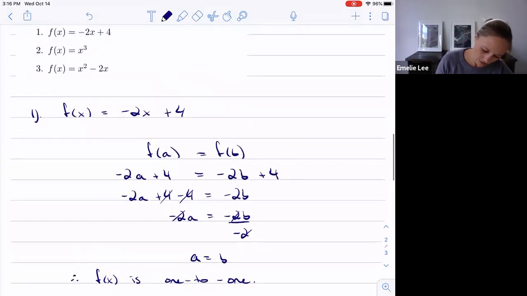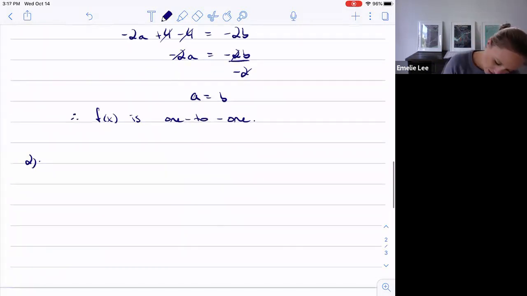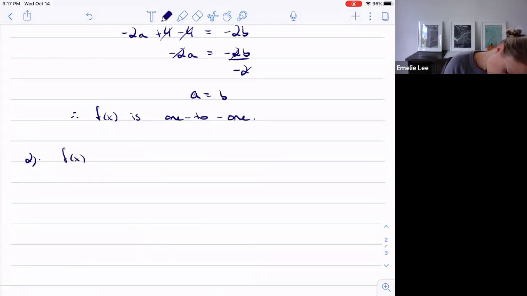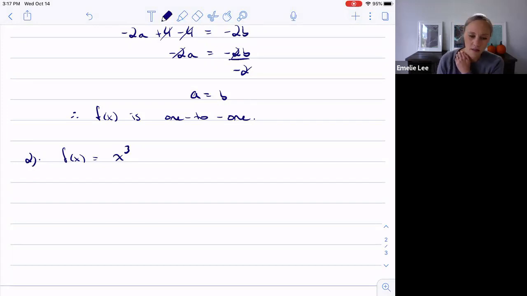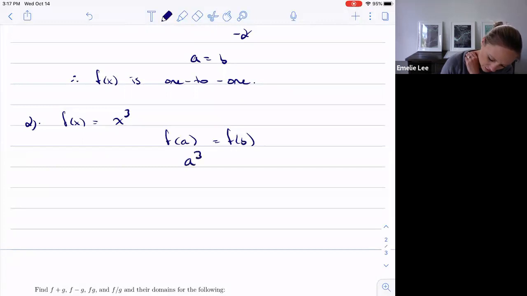So let's do the second one. Make sure I'm not forgetting to do anything. Okay. The second one says f of x is x to the power of 3. Doing the same thing, we set f of a equal to f of b. So we have a to the 3 equals b to the 3.